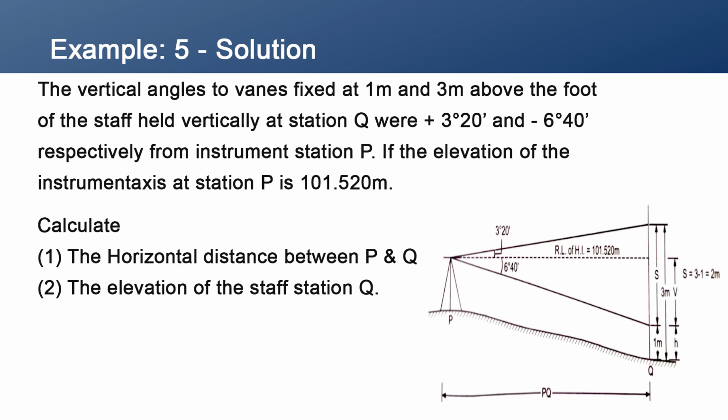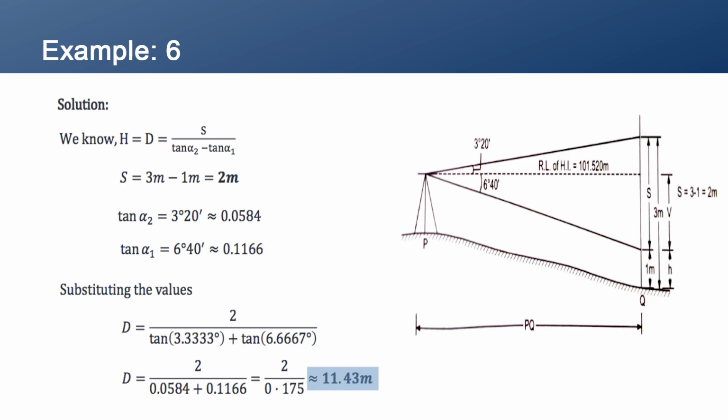Moving to the next problem, the vertical angles to the vanes fixed at 1 meter and 3 meter above the foot of the staff held vertically at station Q were plus 3 degree 20 minutes and minus 6 degree 40 minutes respectively from the instrument station P. With this only you can draw the figure for this problem. If the elevation of the instrument axis at station P is 101.520 meter, calculate the horizontal distance between P and Q and the elevation of the staff station Q. Let us see the solution.